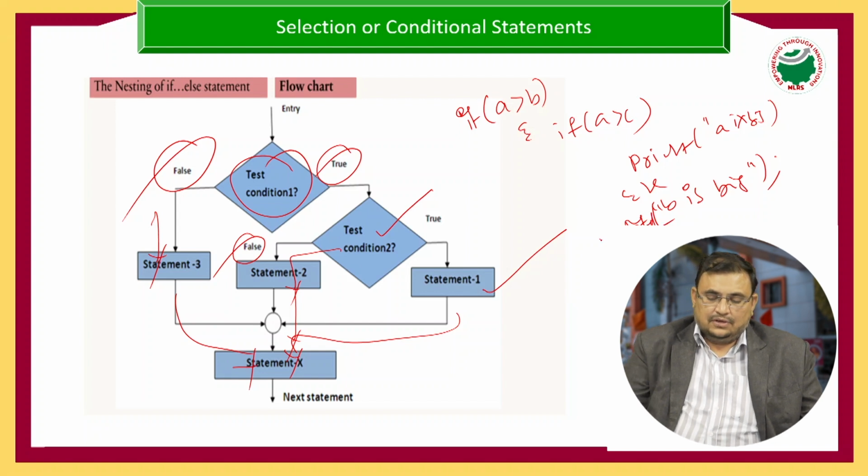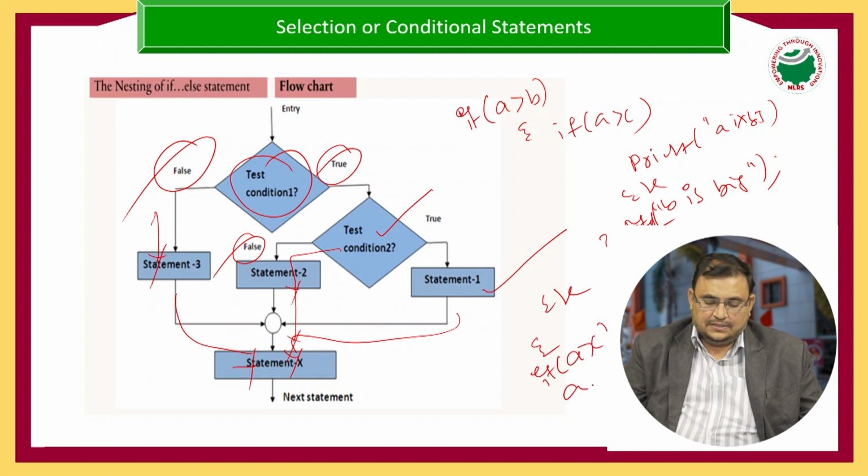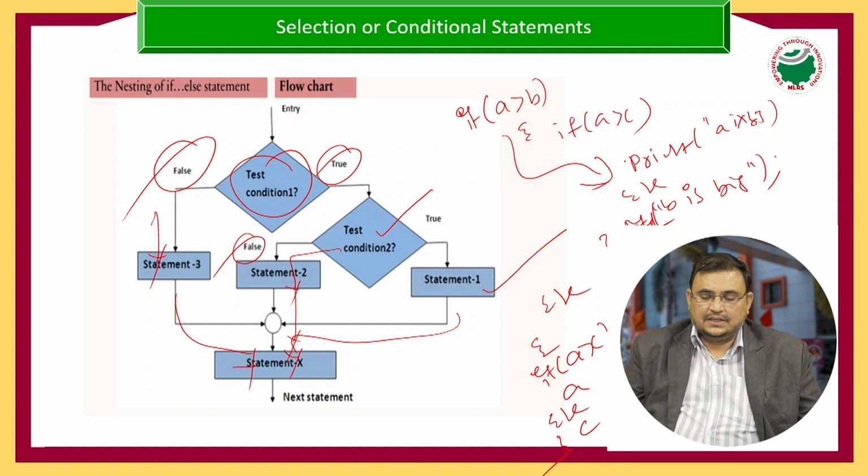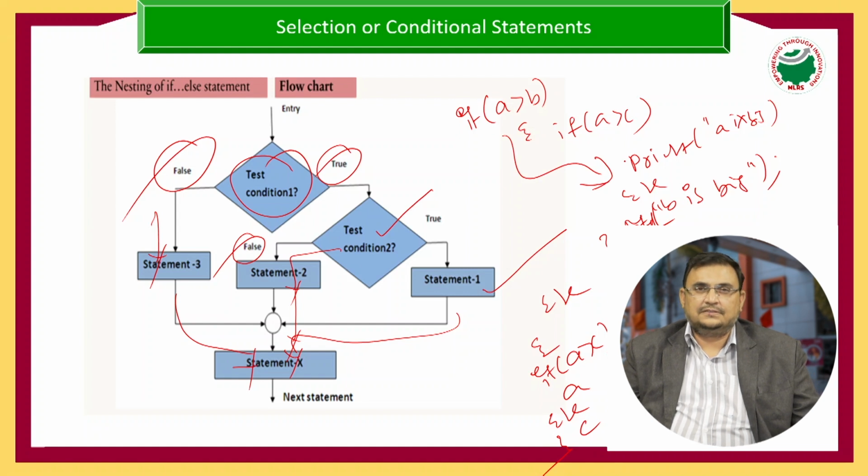Else in here, if A is greater than C, then A is big, else C is big. So an if consisting of another if is an example of nested if else. This is the largest of 3 numbers logic, where we are using nesting of if else.